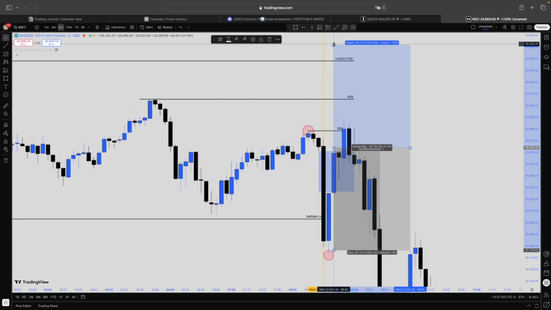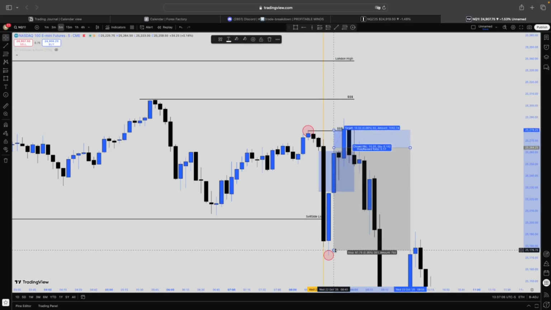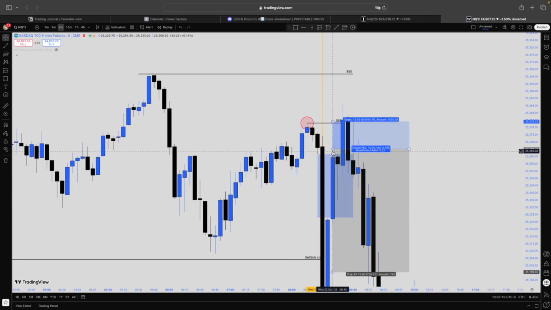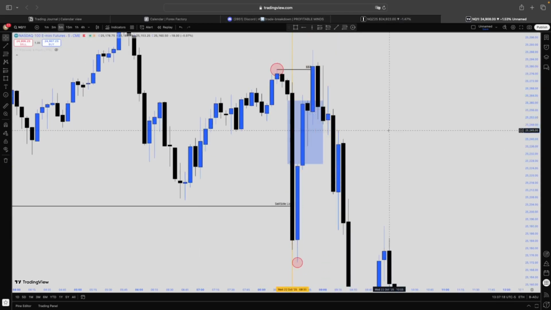To me, the reward is too small for the risk that I'm putting on. But let's say at least this would have been better if you had taken this. Let's say we close above here, at least you could have gone break even, and whatever you do, you get stopped out at break even. Not a big deal. But yeah, this is the reason I did not take this long.